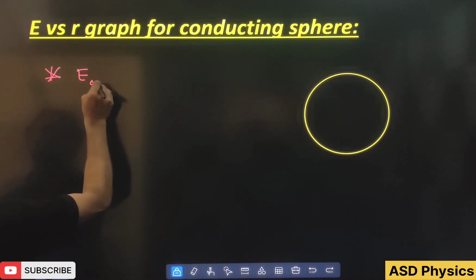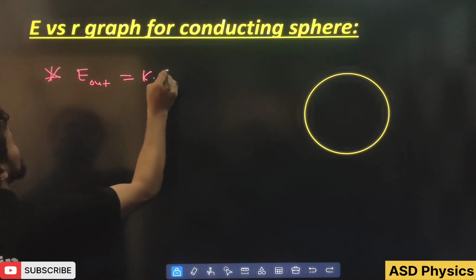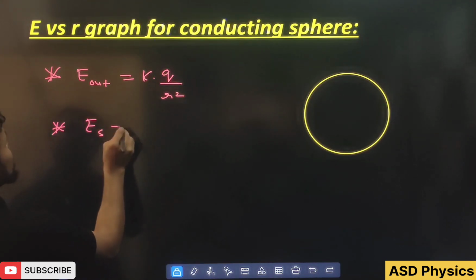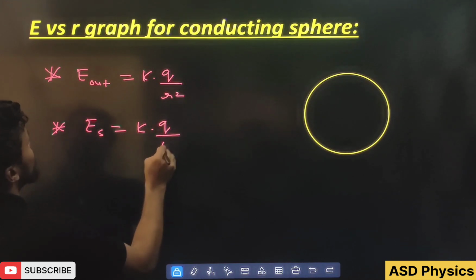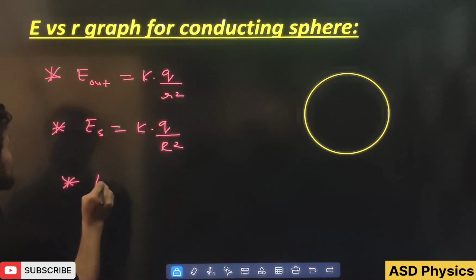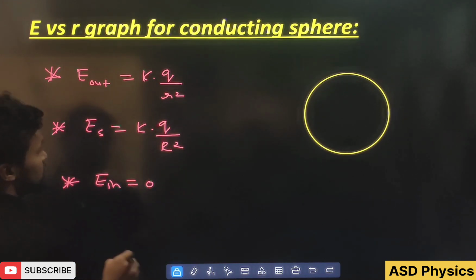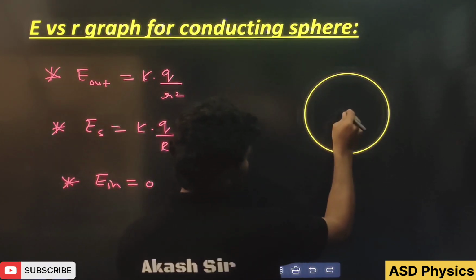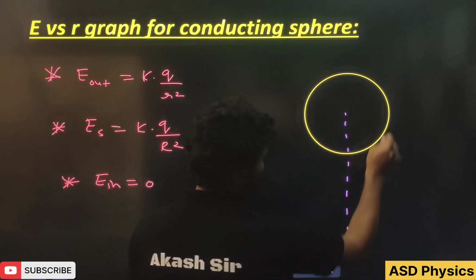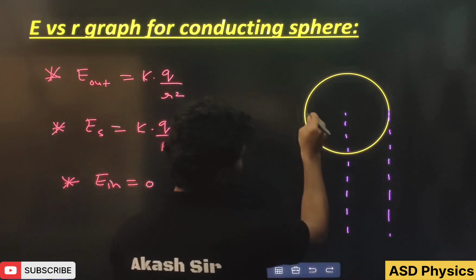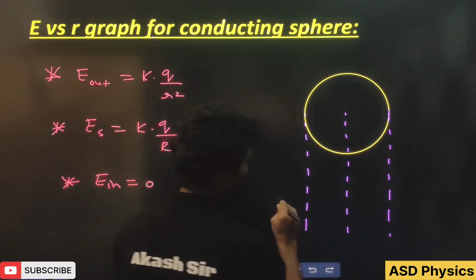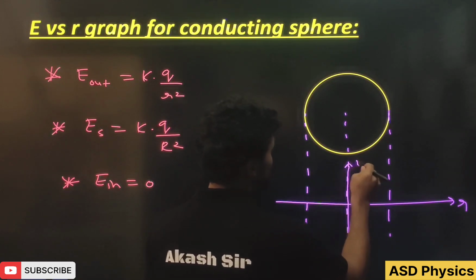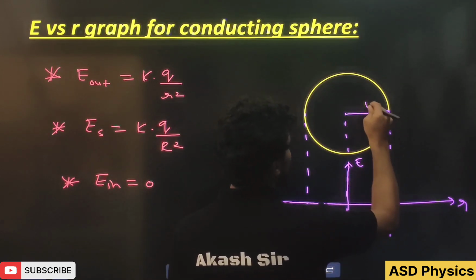You can see, as we have written the formula: E out, the formula was K into Q by R square. E surface, the formula is K into Q by capital R square, and E inside is 0. If I draw the electric field graph here, this side R is there, and this side E is present. And anyhow this radius is R.